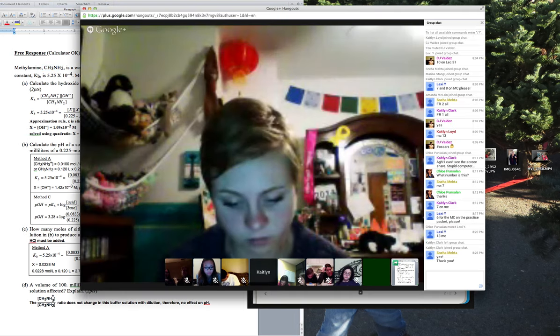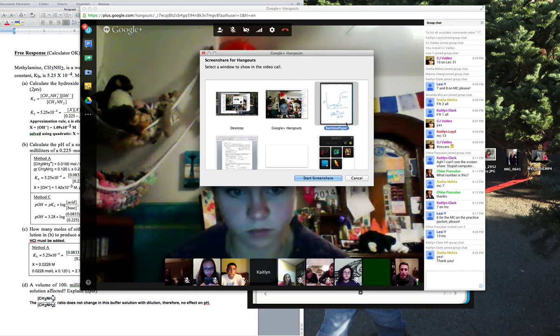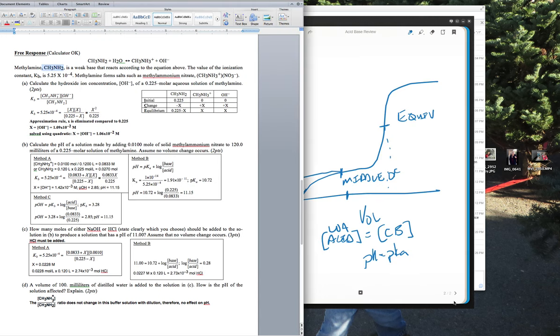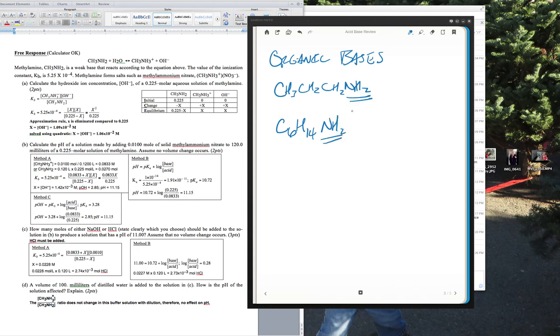I'm just going to write this on the board. This is important for our test, and you never know when they're going to put it on the AP exam. So, organic bases. CH3, CH2, CH2, NH2, or it could say something like C6H14NH2. This is what makes it a base: the NH2 at the end, and it'll always end in something amine.